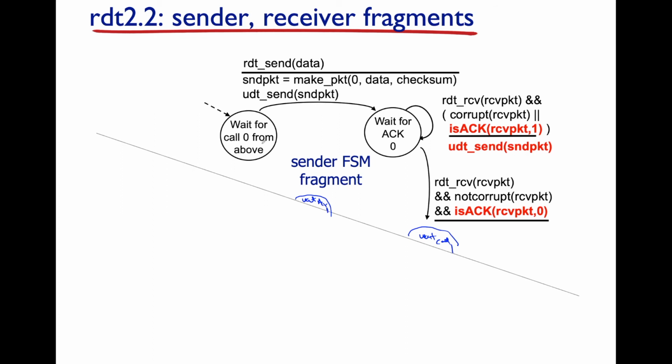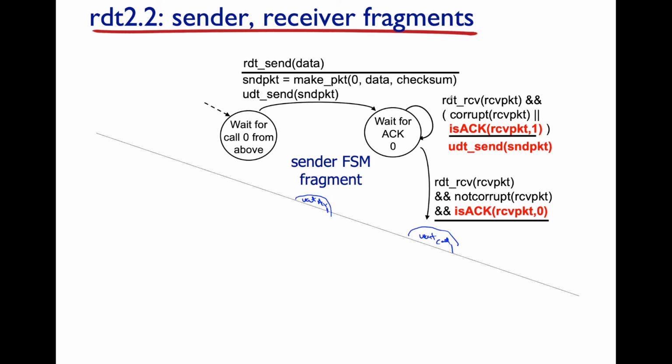So here we have our start state. We wait for a call 0 from above. An application calls the socket send, so it's RDT send with the message data. We create a packet, and remember this is the sender side, and we stamp it with sequence number 0. Here's our data, and we include the checksum. Then we call UDT send with this packet we just created, and then we're waiting for acknowledgement for the packet stamped with sequence number 0. So we sent a packet with sequence 0, and now we're waiting for the ACK for 0.